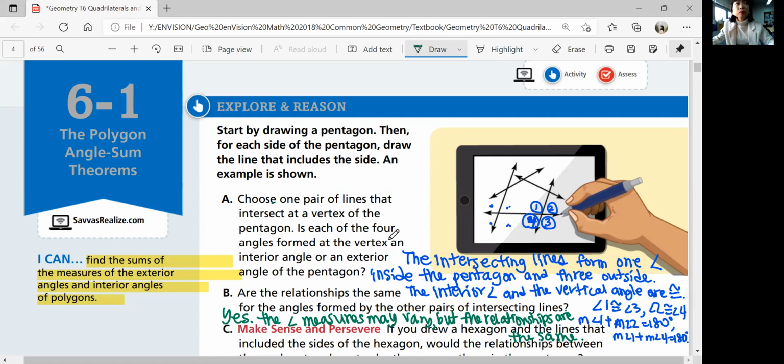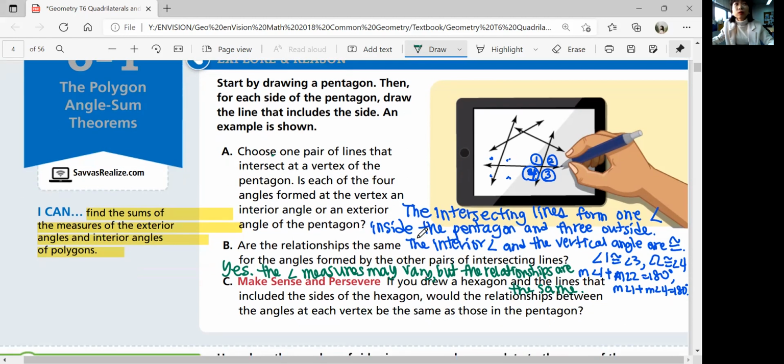Okay. Part C. If you drew a hexagon and the lines that included the sides of the hexagon, would the relationship between the angles at each vertex be the same as those in the pentagon? So we had a pentagon example. Would it be the same with a hexagon? So try drawing a hexagon and draw the lines for all the sides and see the angle relationships.